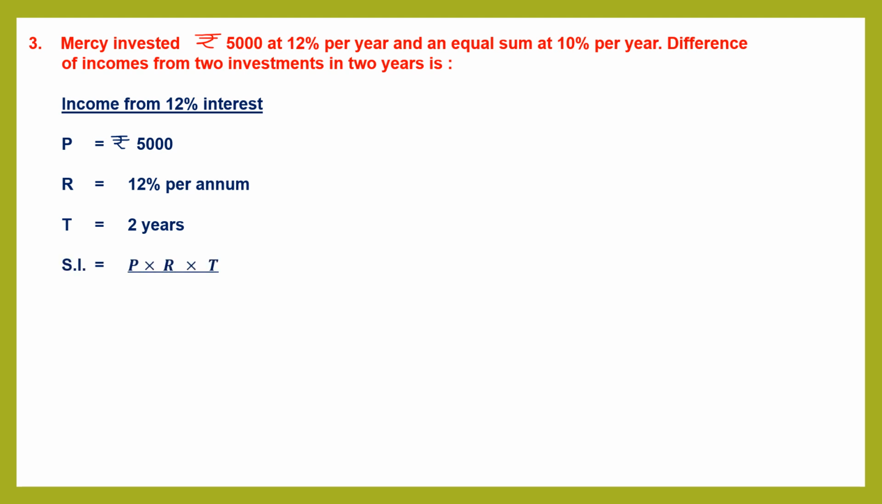So let's find the simple interest, PRT by 100. So here we have P, that is 5,000, into R, which is 12%, into T, that is 2, by 100. And now let's cancel. So cancel 2 zeros here and 2 zeros here. Now we have 50 into 12 into 2. So 50 into 12 is 600. 600 into 2 is 1,200. So this is rupees 1,200. This is the amount of interest when 5,000 rupees is invested at 12% per annum.